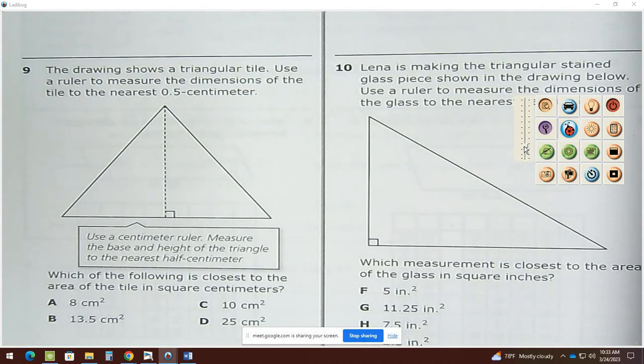You do not use the ruler unless it says, like this one, use a ruler to measure. Then we use the ruler. If it does not say use a ruler, you better use math, whatever I teach you. Like in that case, you should have used the theory of triangles. I'm going to teach you 3 theorems of triangles when we get to triangles later on. Okay? So do not use a ruler if they don't say use a ruler.